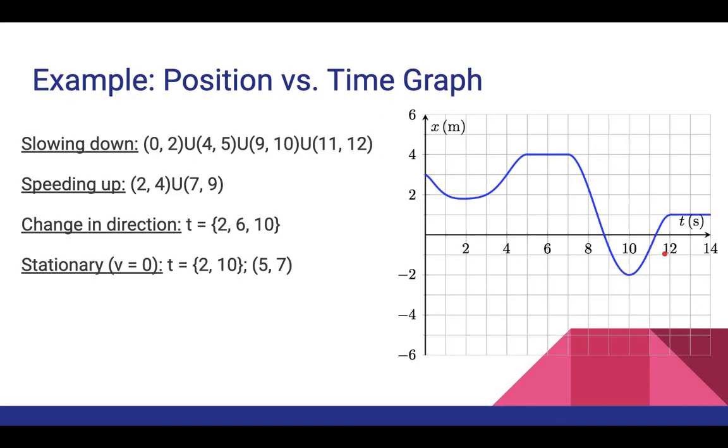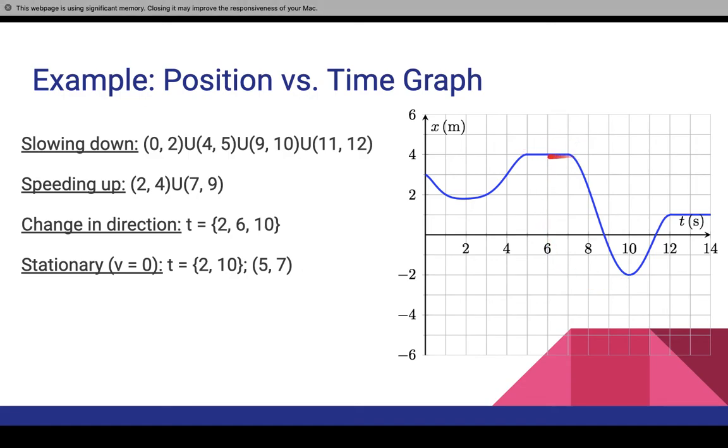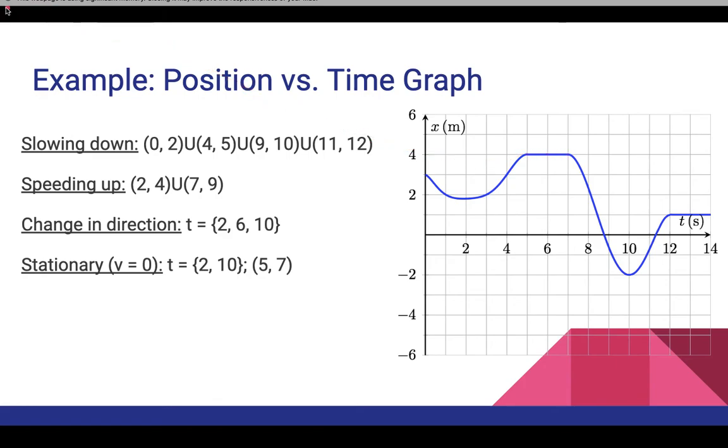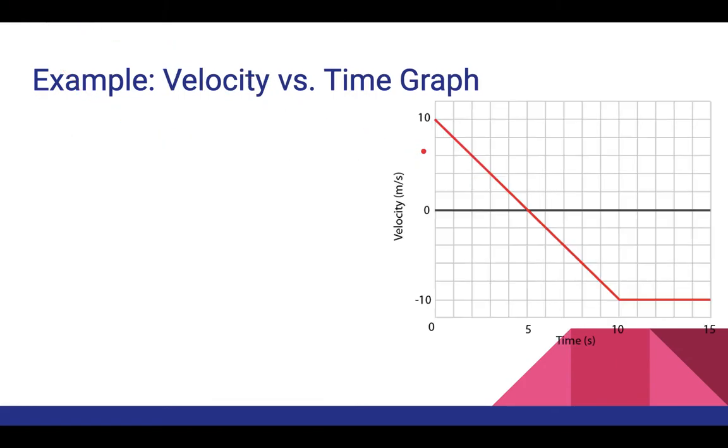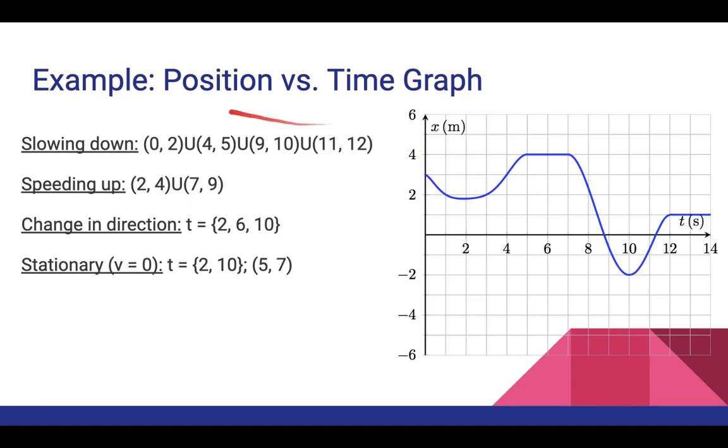We're stationary, aka we have zero velocity, at the points t equals 2, since our velocity can briefly be equal to 0 with a horizontal tangent line, and the same thing at t equals 10. And then from the interval 5 to 7 right here, we're flat, meaning our position's not changing from 5 to 7. Now, be careful because this was a position versus time graph.